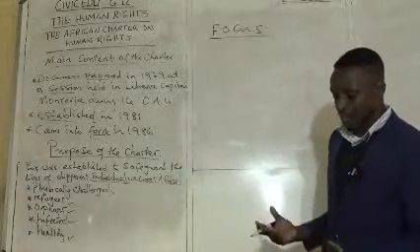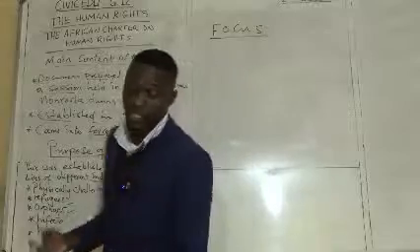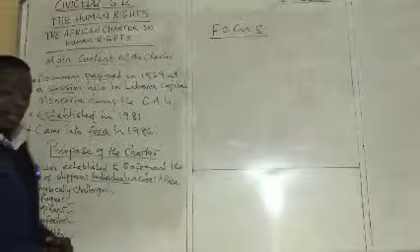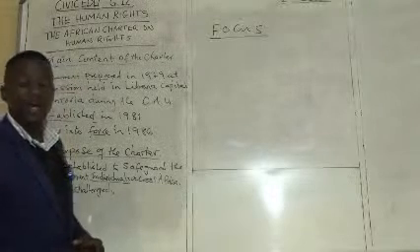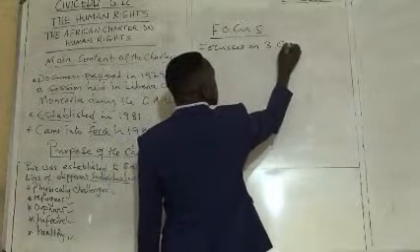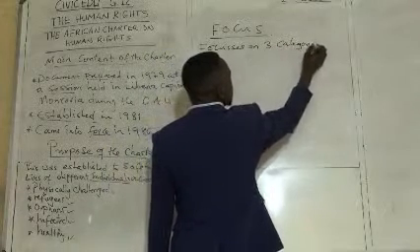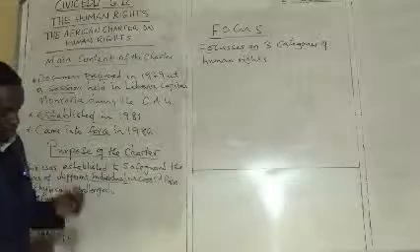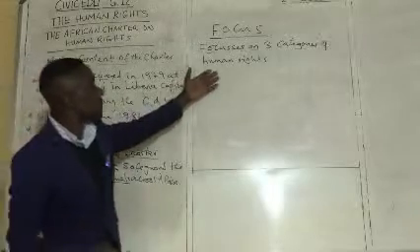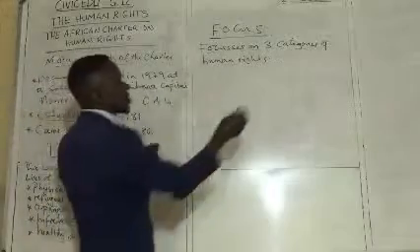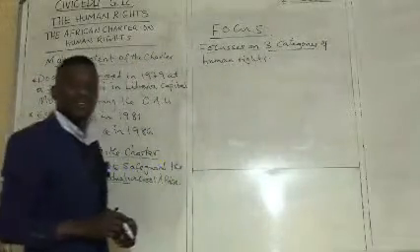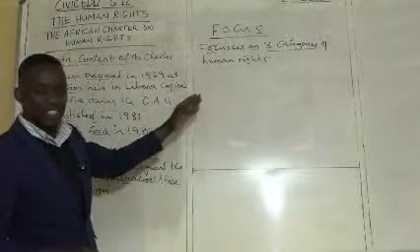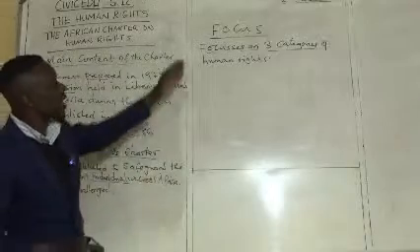Then, what is the main focus? When we talk about the focus, we're talking about what it intends to do. So the charter focuses on three categories of human rights. Questions in the exam paper ask about the categories of human rights. What are these categories of human rights? That is the main focus, meaning that every person is covered under the same.